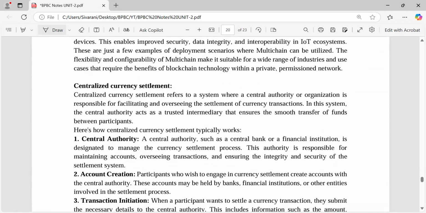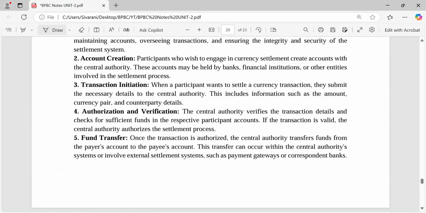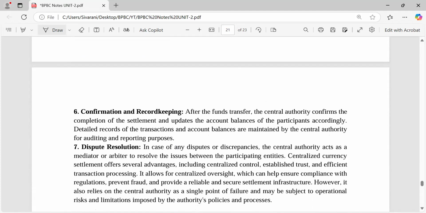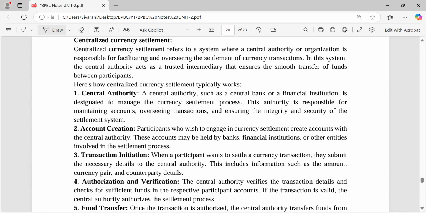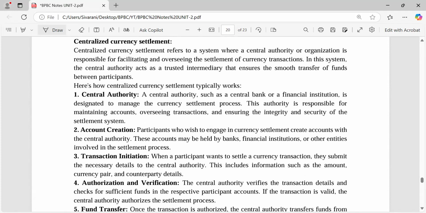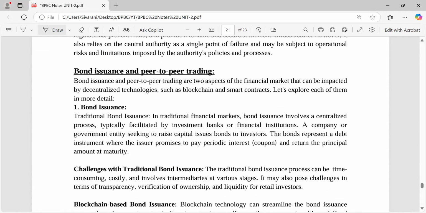In centralized currency settlements, you are mainly verifying the central authority, account creation and transaction initiation, authorization and verification, fund transfer, confirmation and record keeping, and dispute resolution. These are the different currency settlements, which typically work in a decentralized way compared to the centralized currency settlements. And then bond issuance and peer-to-peer trading.